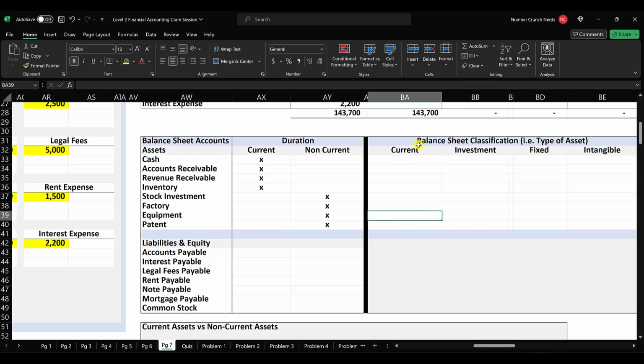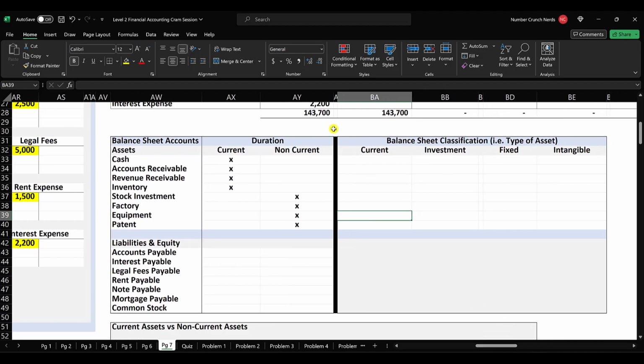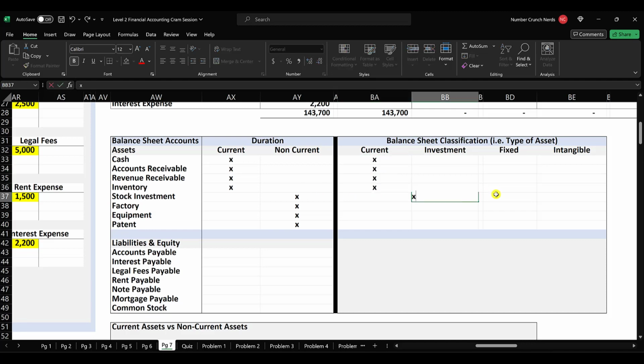Now, for balance sheet classification, type of asset. Let's categorize these same assets by current, investment, fixed, or intangible. And you're going to see this is pretty straightforward. If the duration is current, guess what? It's going to be classified as current. So we're going to just put an X in current for all of those. Stock investment, investment. Should be no surprise there.